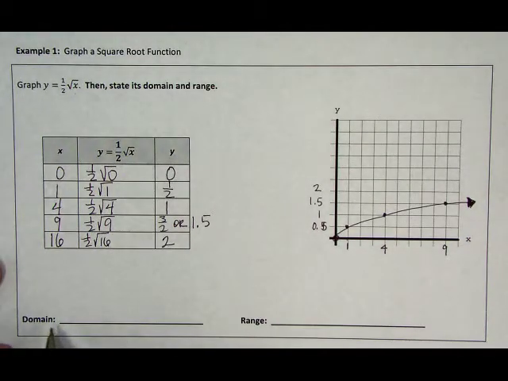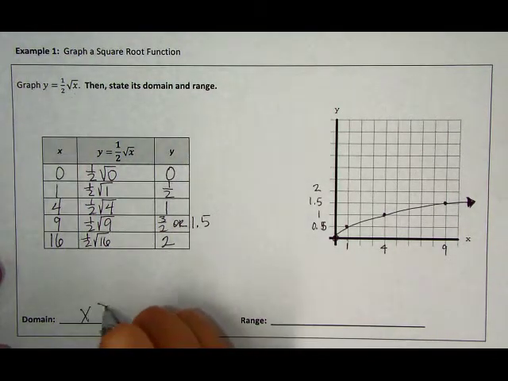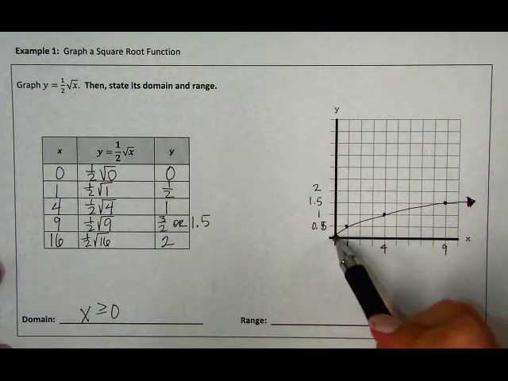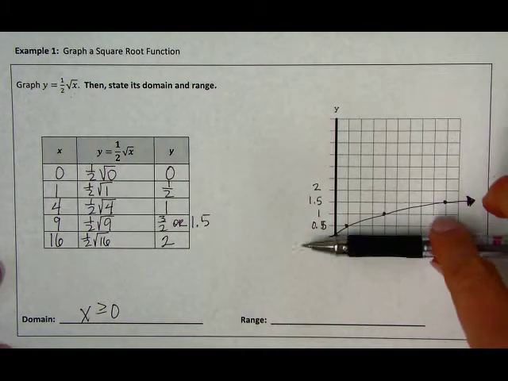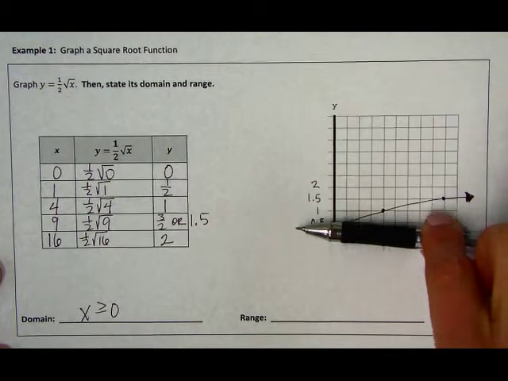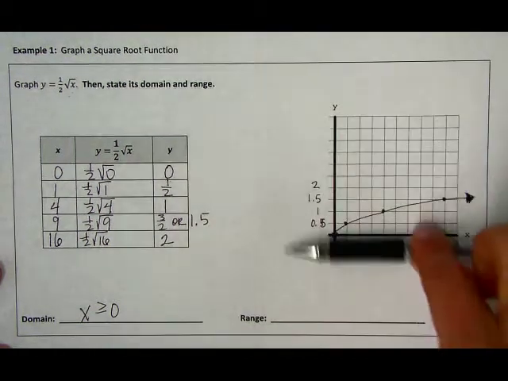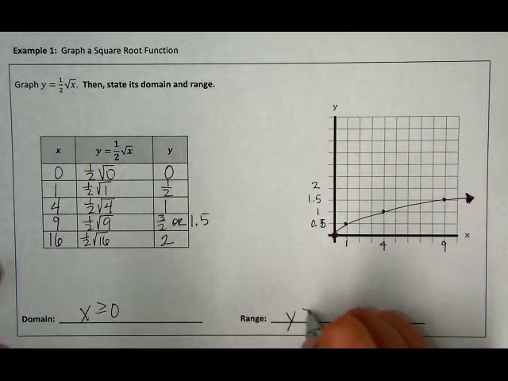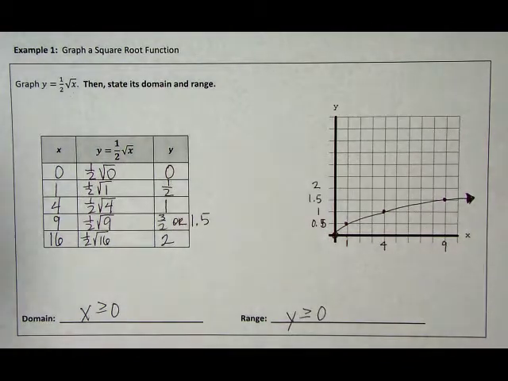Our domain, because we can't plug in negative numbers, is x is greater than or equal to 0. Those are the only x values that will work. And because x is greater than or equal to 0, if we look on our graph, y doesn't have any negative values. We start at 0, 0, and go upwards and to the right, so we're in quadrant 1. So we know our range is y is greater than or equal to 0, for example 1.